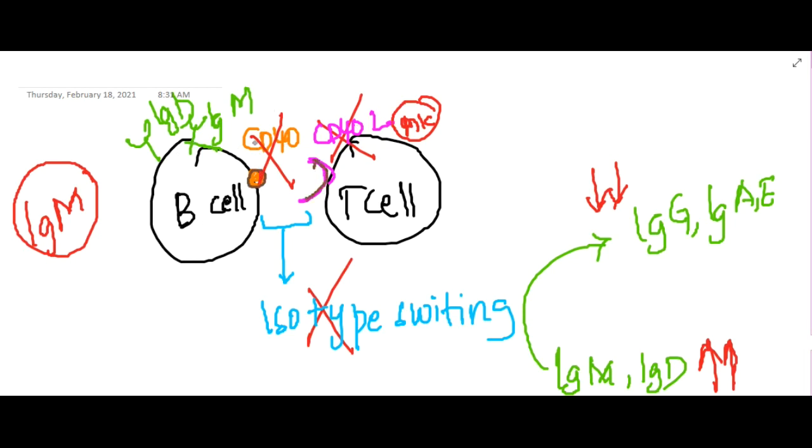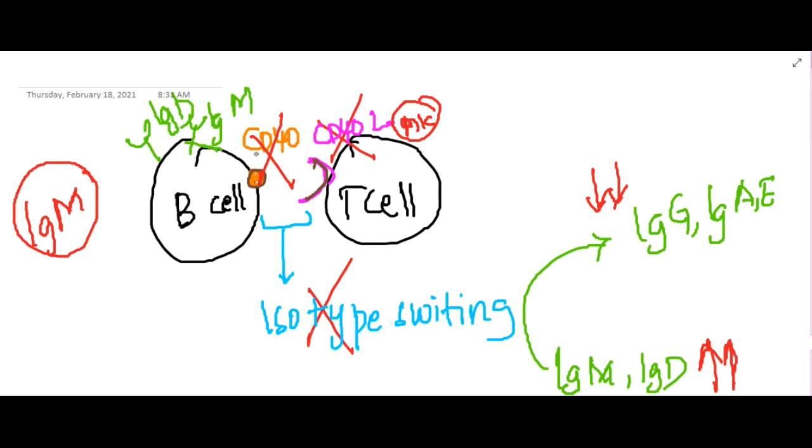This CD40 which is present on the B cells and CD40 ligand which is present on the T cells, both these will interact and cause isotype class switching normally. When it causes isotype class switching, IgM and IgD gets converted to IgG, A and E.